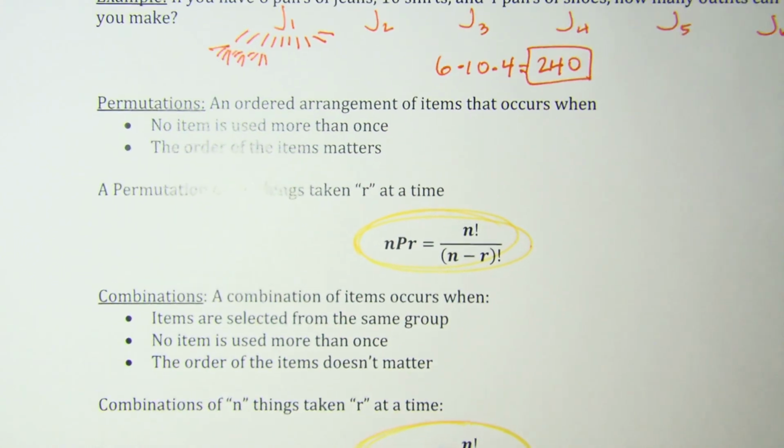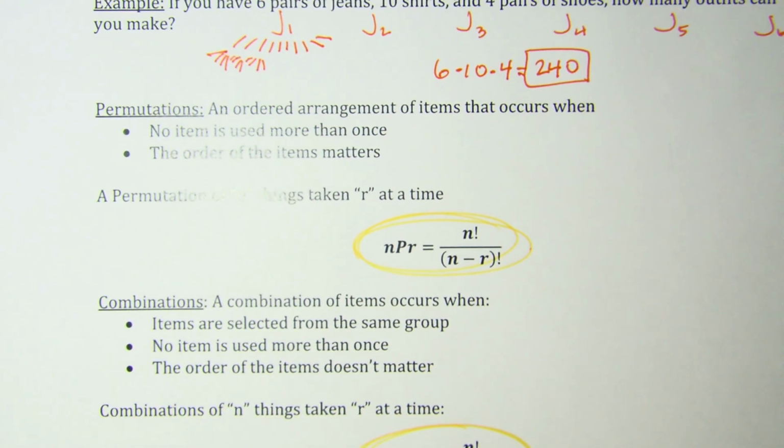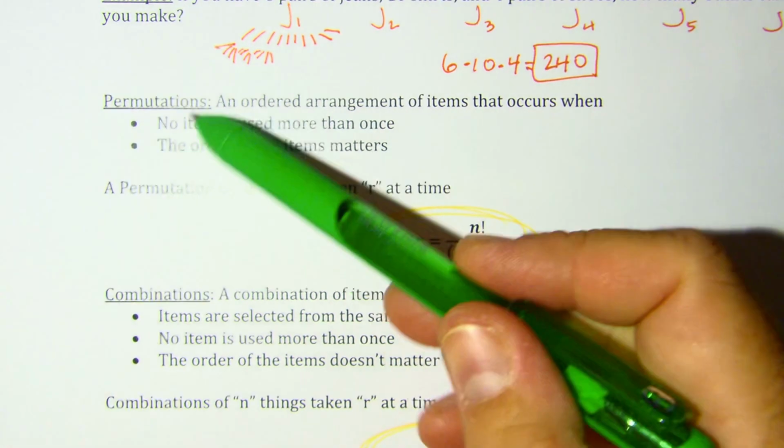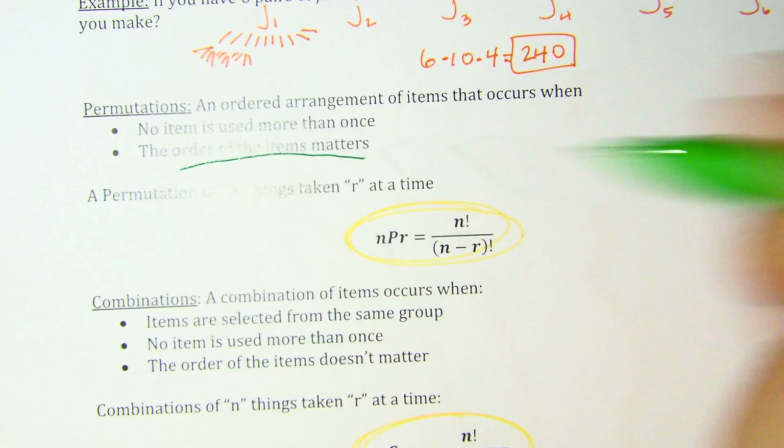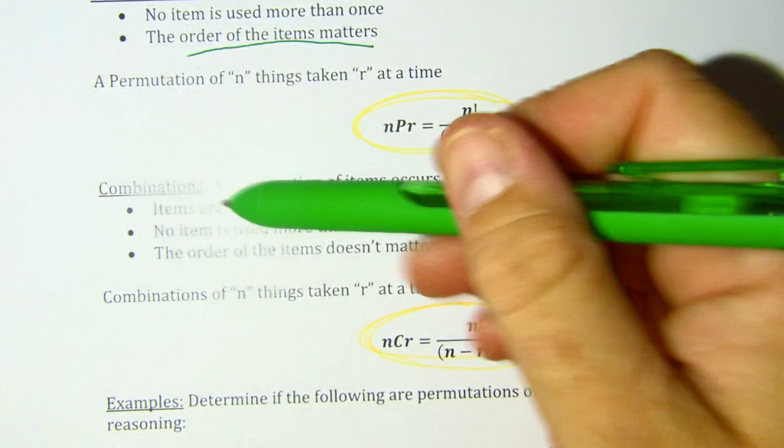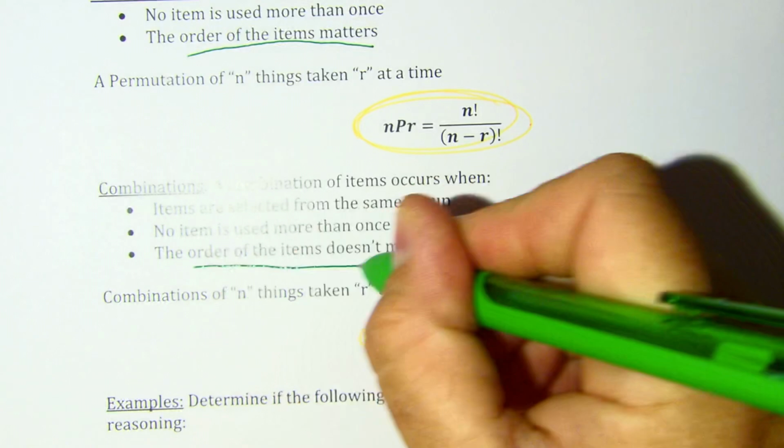But permutations and combinations are looking at how many different ways you can arrange things. The big difference between permutations and combinations is that with permutations, the order of the items matters, whereas for combinations, the order doesn't matter.